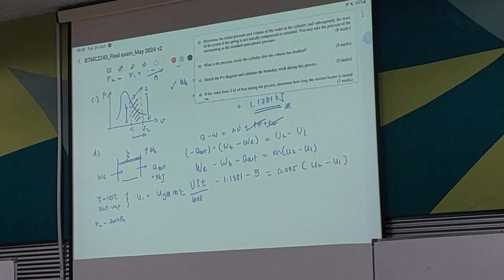What else do we know about state 2? Because we always need two pieces of information, right? So from previous calculation, we know that P2 is 200. But what else do we know?